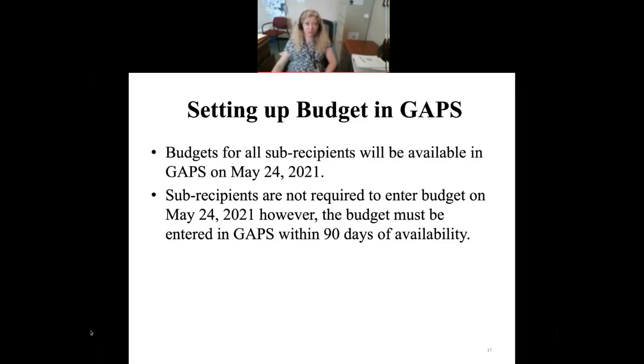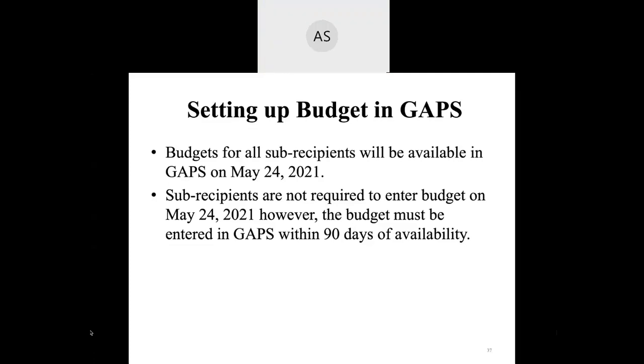So some changes as far as setting up the budgeting in GAPS. As John mentioned, on May the 24th, budgets for all sub-recipients will be available in GAPS to be set up. So be sure to look for your budget in GAPS on May the 24th, which is coming up shortly. Even though they're there, the sub-recipients are not required to enter the budgets on that day. Keep that in mind. However, the budgets must be entered in GAPS within 90 days of availability.